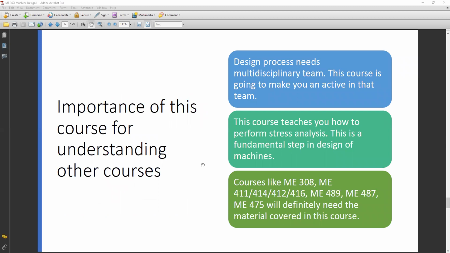Now, what you should know is that the design process needs a multidisciplinary team. This course is going to make you an active member in that team. Because a stress designer like you, this is what the course is going to make you, is very important. If you make a fancy design, but it fails, people will die. God forbid. This course teaches you how to perform stress analysis. This is a fundamental step in the design of machines. Of course, this course will be important for ME308, 411, 414, 412, 416, 489, 487, 475, and so on.